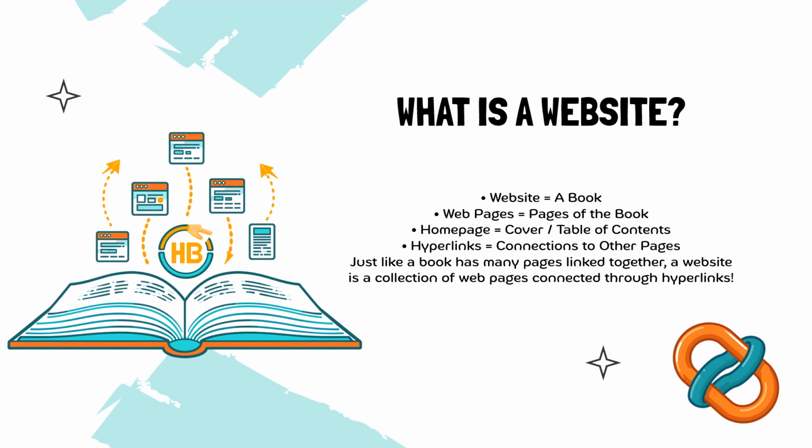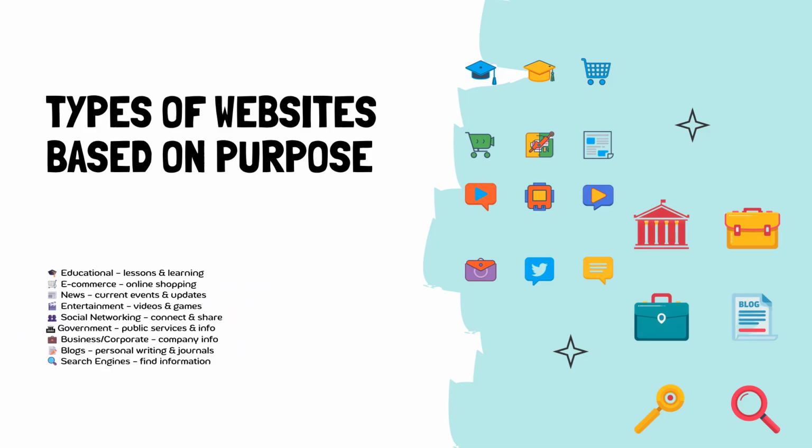A hyperlink sometimes has a color, and when you hover your mouse, it has an underline. It is a clickable element that lets you transfer from one page to another. So just remember this, class: a website is like the entire book. Web pages are the pages inside the book. The home page is the main or starting page, and the hyperlinks are connections between pages. Do you understand? Right, let's move forward to the next slide.